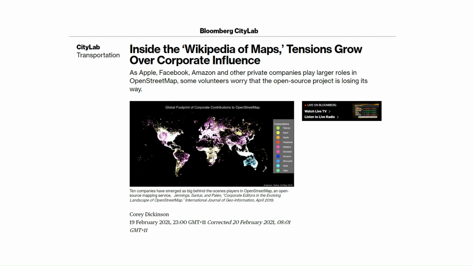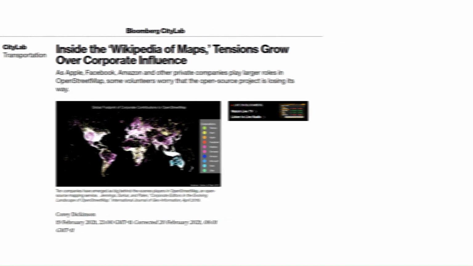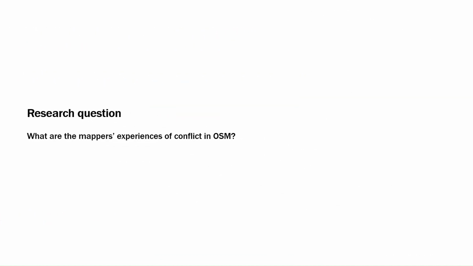With this growth, interpersonal conflict among mappers has arisen. Although anecdotal mapper conflict has been reported in the media, an in-depth study of mapper experience of interpersonal conflict during co-production of geospatial data in OpenStreetMap is still lacking. To address this gap, we took an exploratory approach to answer the question: what are the mappers' experiences of conflict in OpenStreetMap?